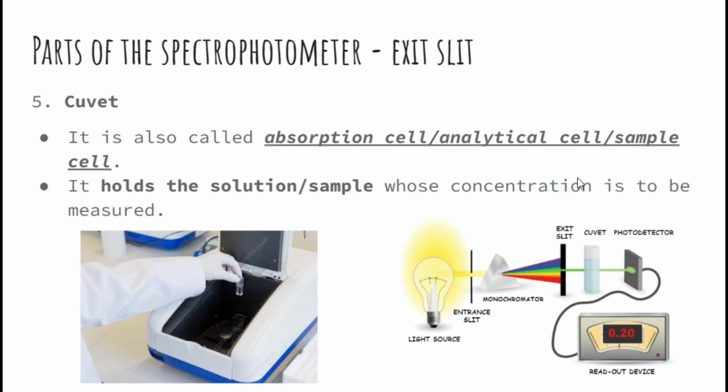Fifth part po natin will be your cuvette. So again, let's recall, light source, then ilaw, dadaan sa entrance slit, monochromator, papalabasin yung rainbow, different colors po. Si exit slit, mamimili ng isa. And then yung ilaw na pinili niya po, tatama po yan ngayon sa cuvette natin, also known as your absorption cell, analytical cell, and sample cell. This will hold a solution or sample whose concentration is to be measured. Basically, siya po yung lalagyan ng specimen. Mukha lang po itong maliit na test tube po. As in, maliit lang siya and very sensitive na test tube.